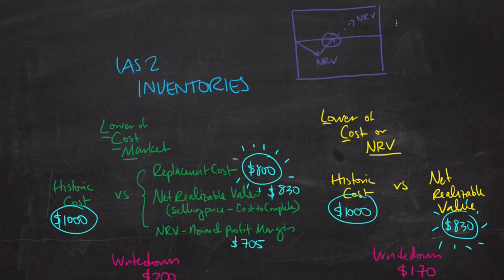The final thing that you'll see here is that you can group similar products. So similar items can be compared together to determine the lower of cost or NRV.